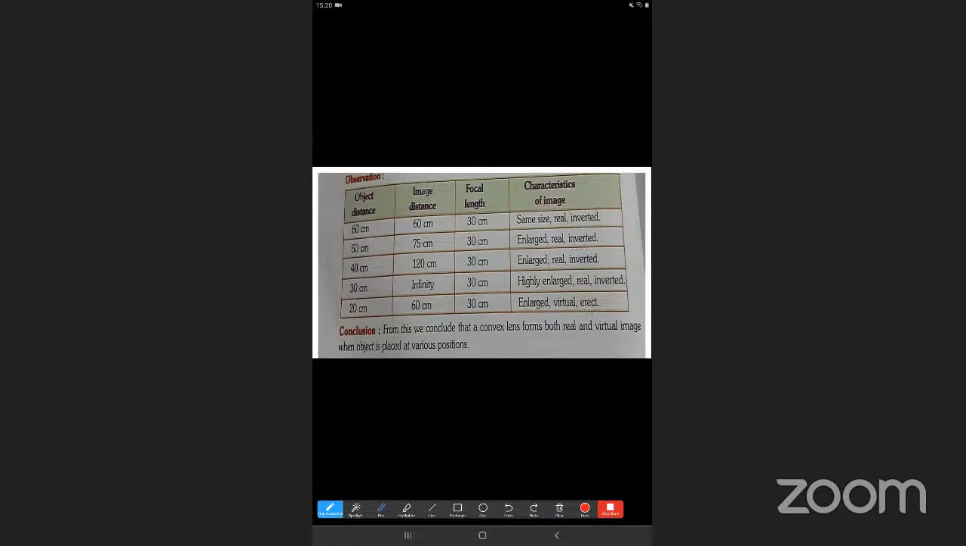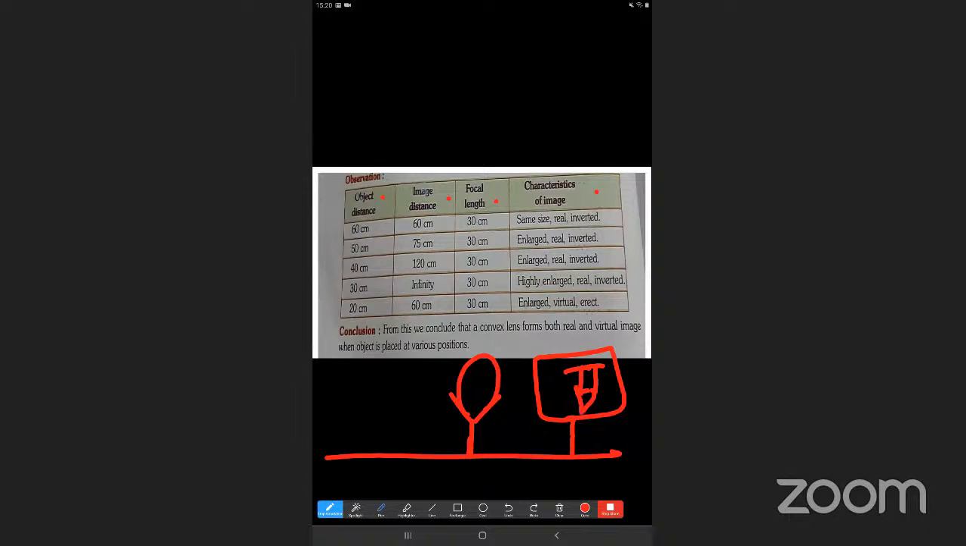So once observe this table here. In this table we are given object distance, image distance, focal length, and characteristics of image. So the object distance, every time, is measured here on the principal axis. So this is a convex lens. So here this is a screen. That means the image will be formed here.